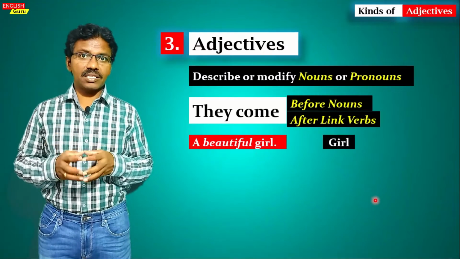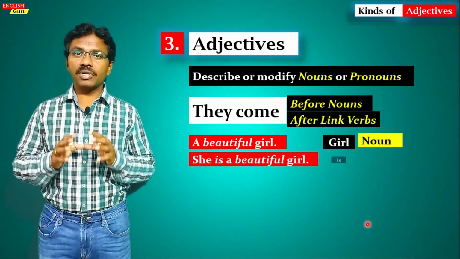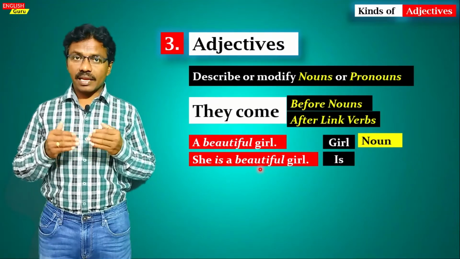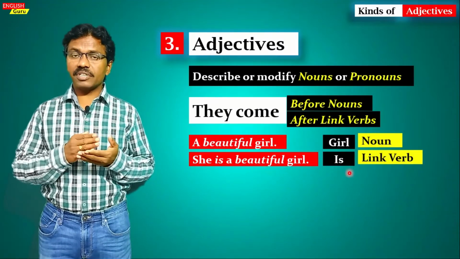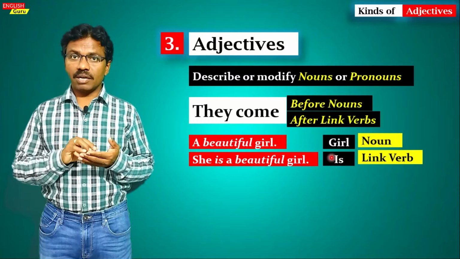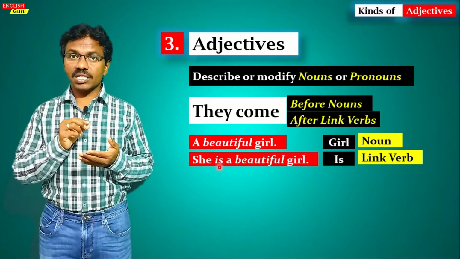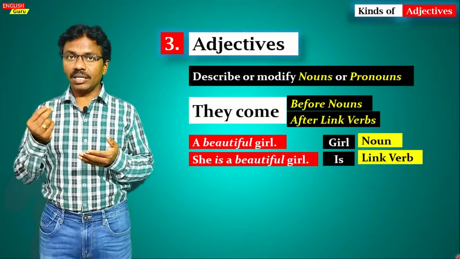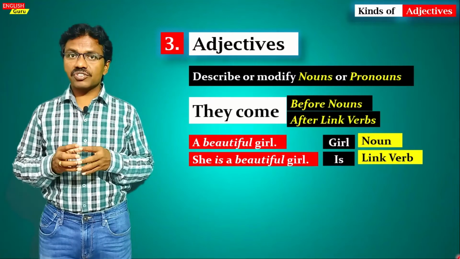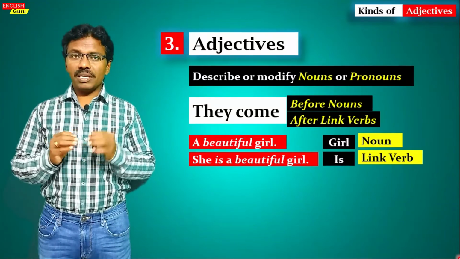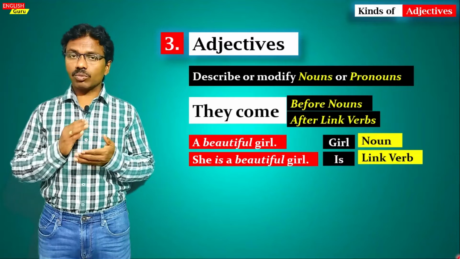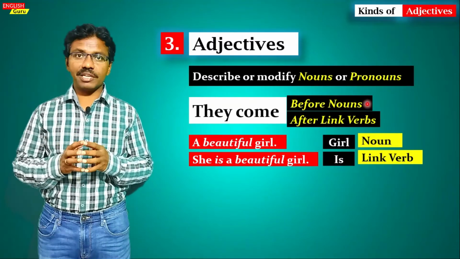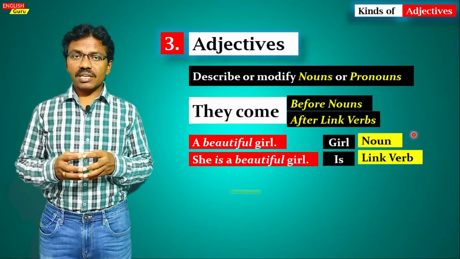And in another sentence, she is a beautiful girl. So in this sentence, beautiful is again an adjective, but it came after the linking verb is. And it is qualifying the girl, and girl refers to the subject, again she. Adjectives normally come in two places in a sentence, one before a noun or after a linking verb. That is very important, and we can see it in other examples also.